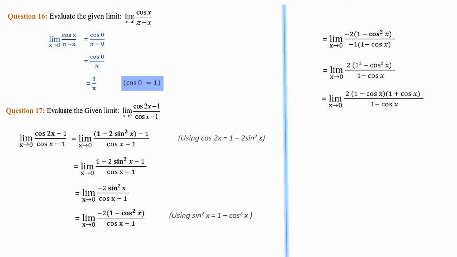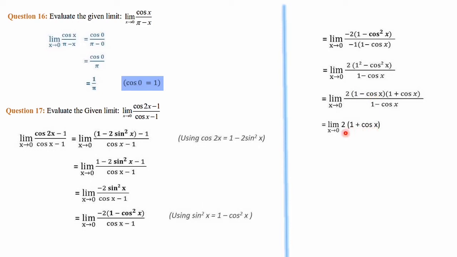In the numerator there is 1 minus cos x, in the denominator also there is 1 minus cos x. Common terms we can cancel and we will be getting limit x tends to 0, 2 into 1 plus cos x. This 1 minus cos x cancelled, both numerator and denominator. So 2 into 1 plus cos x.